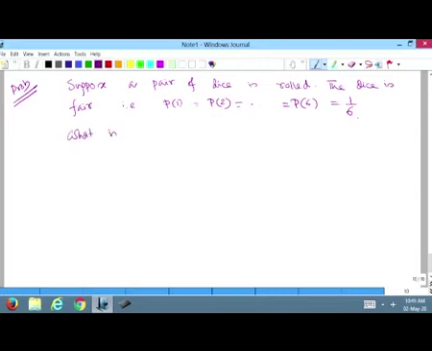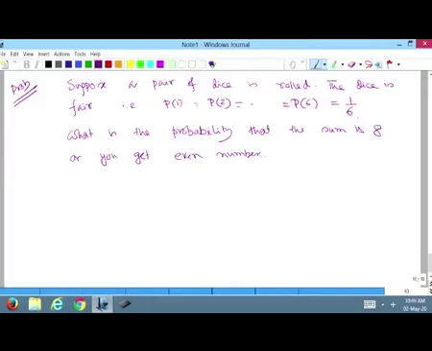What is the probability that the sum is 8 or you get even numbers on both the dice? So, that is the question.